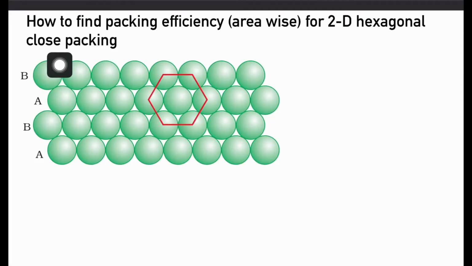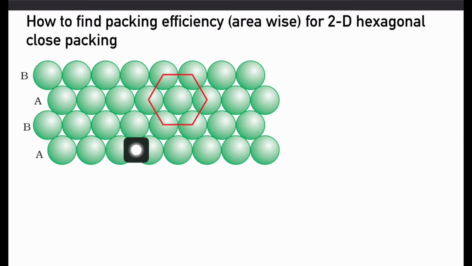Hello everyone. In this lecture we'll discuss how to find packing efficiency, that is area wise, for a 2D hexagonal close packing. So we can say these are the spheres, just like the atoms, that are packed in 2D hexagonal close packing, and we have to calculate the packing efficiency area wise.